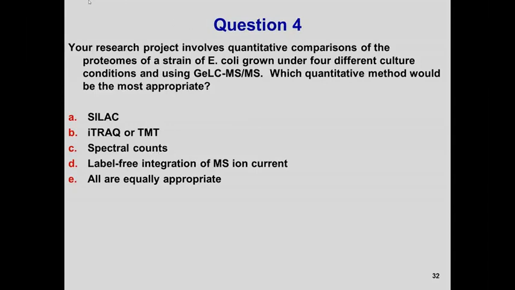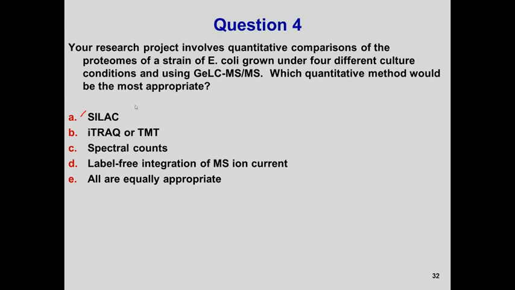So you have a research project that involves quantitative comparisons of proteomes of a strain of E. coli grown under 4 different culture conditions and using gel LC-MS. Which quantitative method would be the most appropriate? So we could use SILAC because it's E. coli, so we can metabolically label. So this would be a possibility, and it is early, so we don't have to worry about any variations during the protein separation. iTRAQ or TMT are a poor choice because variations in the gel separation complicate the analysis.